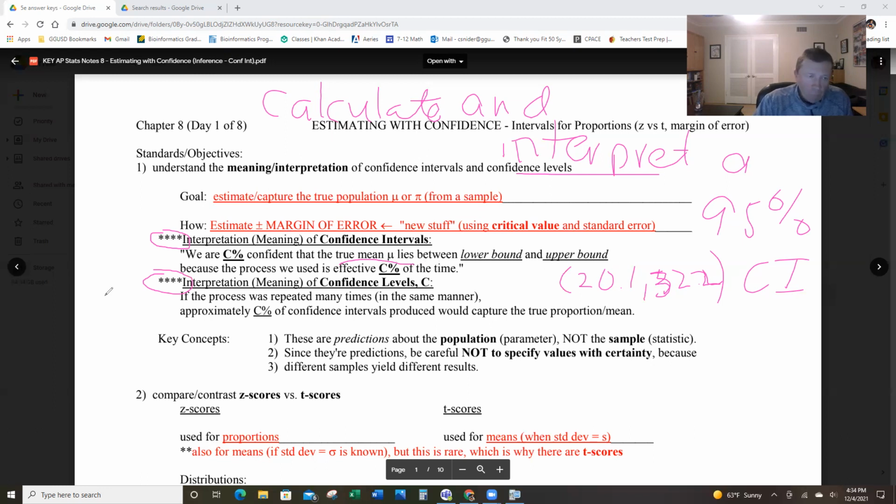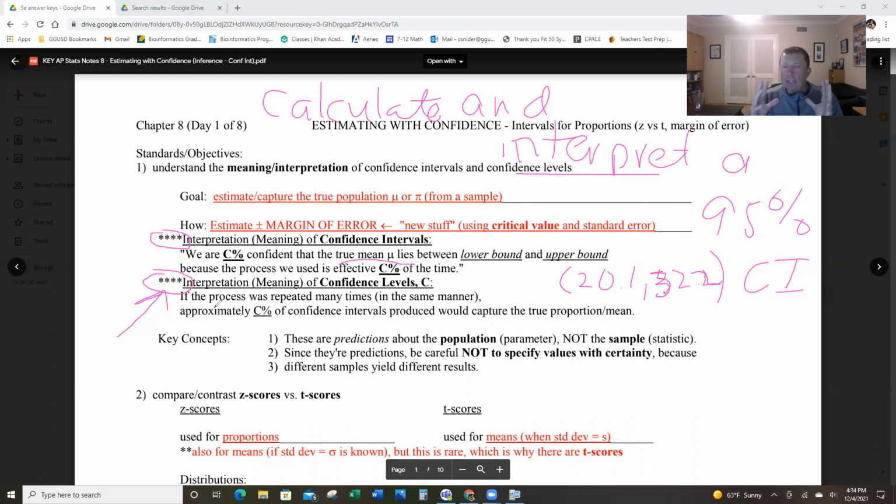Okay. A separate question could be if someone asks you, what's the meaning of 95% confidence? That is a separate question. That's not the same as asking you to interpret an interval. If you interpret an interval, you're going to use that first sentence frame. If they ask you the meaning of 95% confident, that's different.